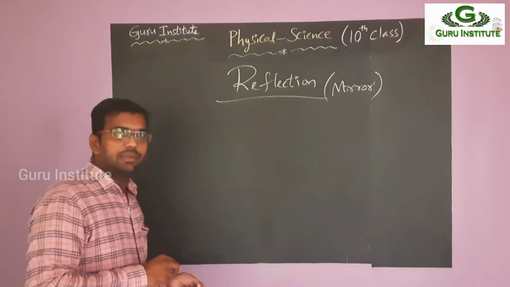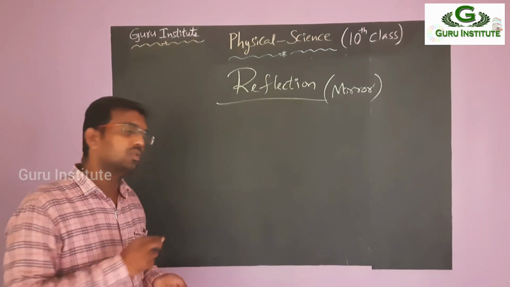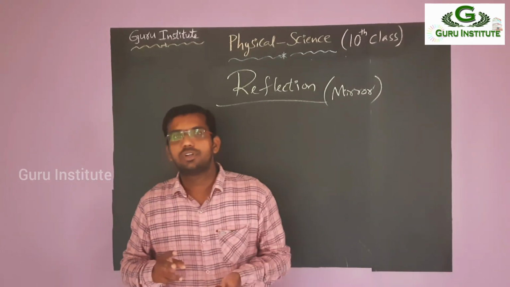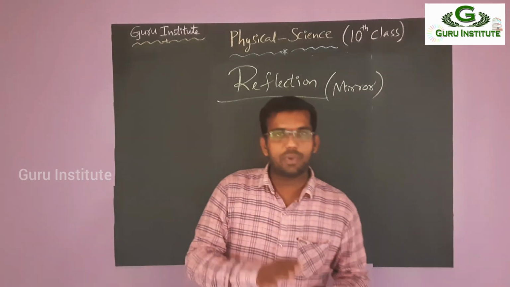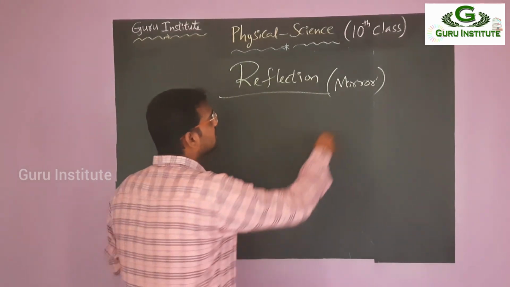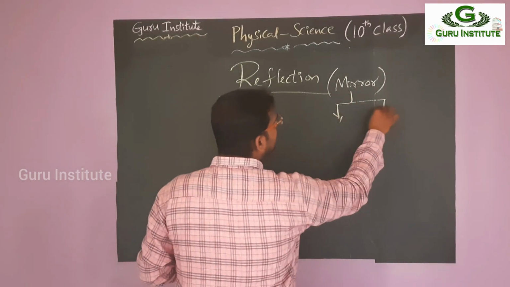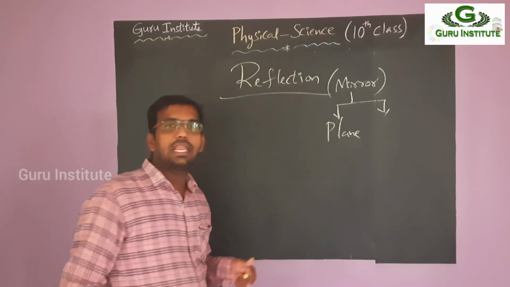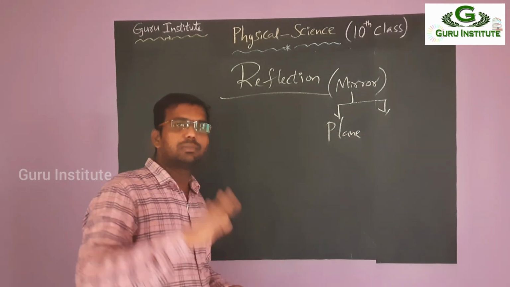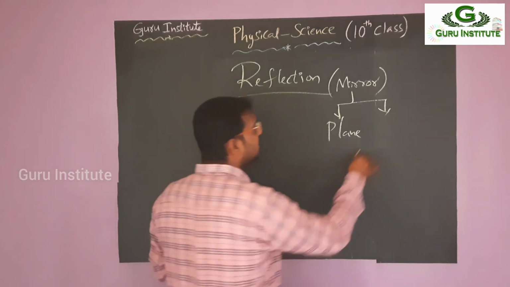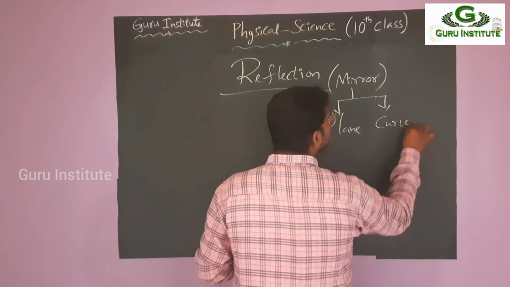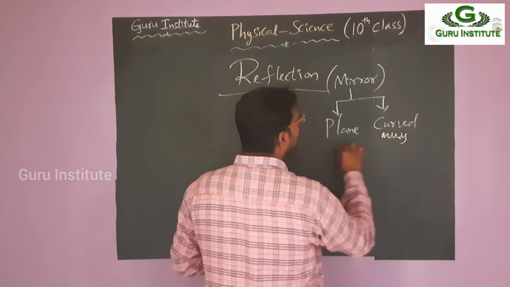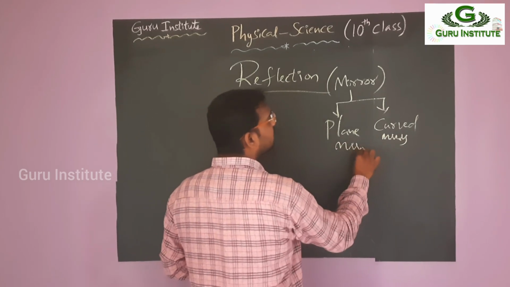So mirrors are also of two types. How many types? Two types. One side shaded, one side open. The mirrors are of two types: plain mirror, that means simply a straight one, and curved mirrors. Plain mirrors and curved mirrors.